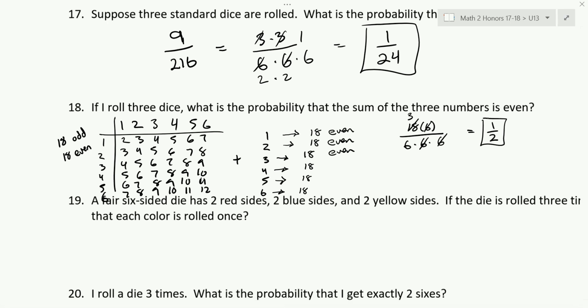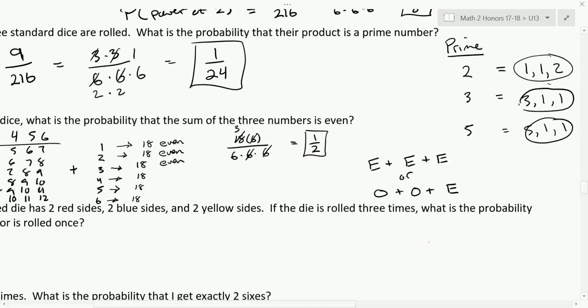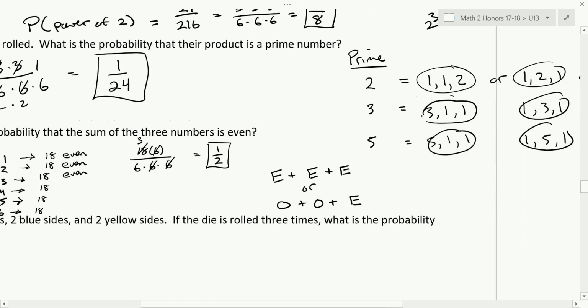The only way to get it even is to add 3 evens, or you can add 2 odd numbers with an even number. There's no other way to get an even sum. Okay, keep going. Mm-hmm. Then 3 of them are odd, 2 of them are even. Okay, so you're counting. How can we get this? Is that what you're saying?